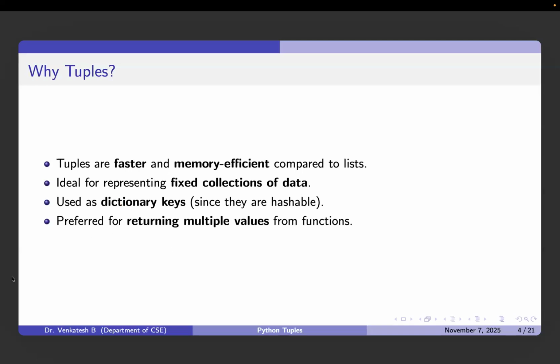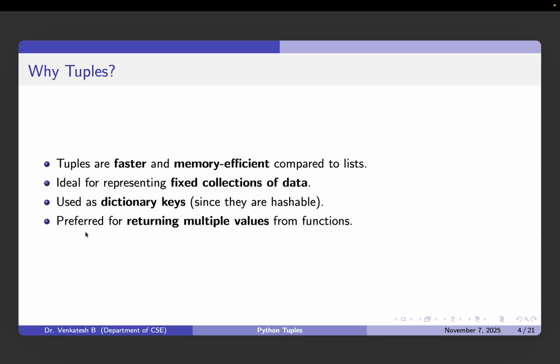Coming to tuples, they are faster and memory efficient compared to list. So they are ideal for representing a fixed collection of data. Suppose there is no modification in the data, then we are going to use tuples to store such type of data. They are also used as dictionary keys since they are hashable. After tuples, we are going to discuss dictionaries, which have key value pairs. There, to represent the keys, we are going to use tuples, because the key values are not going to be changed.